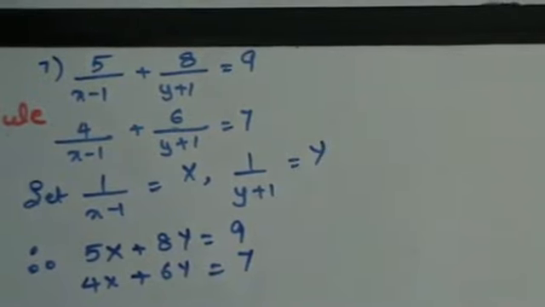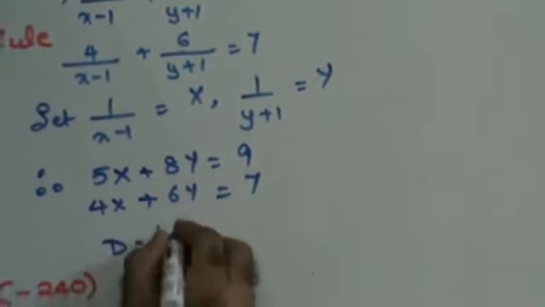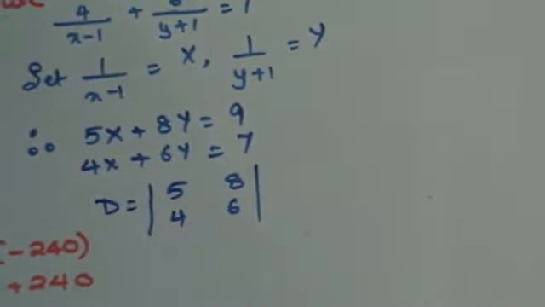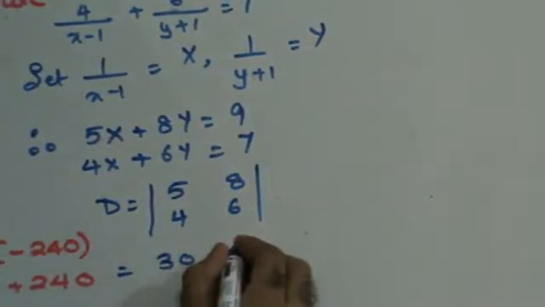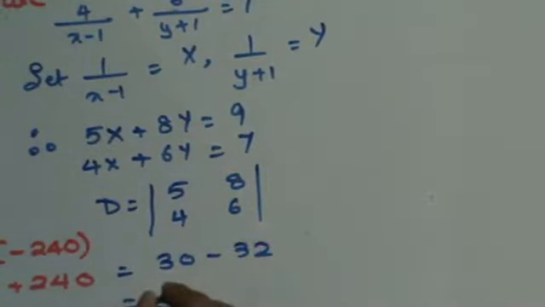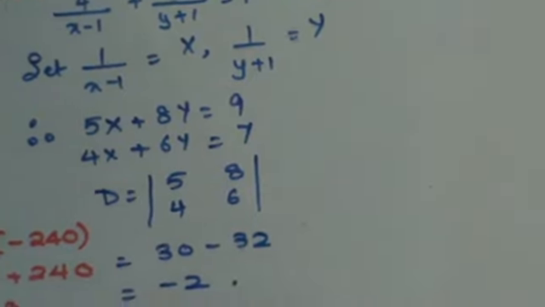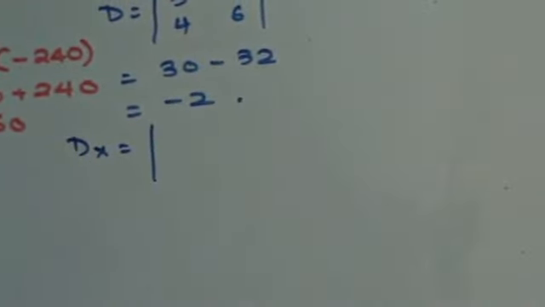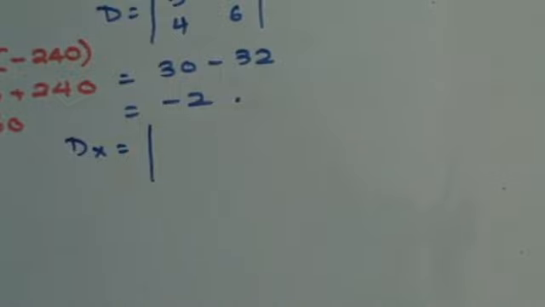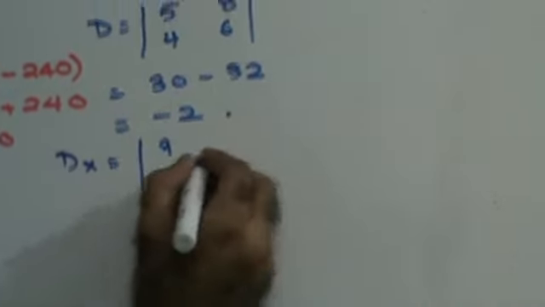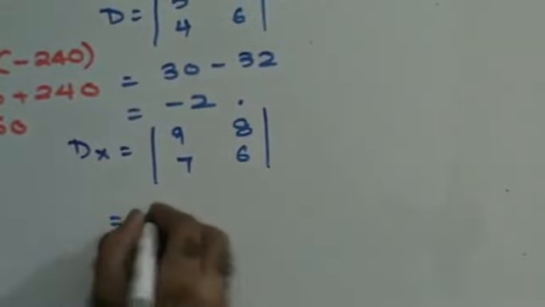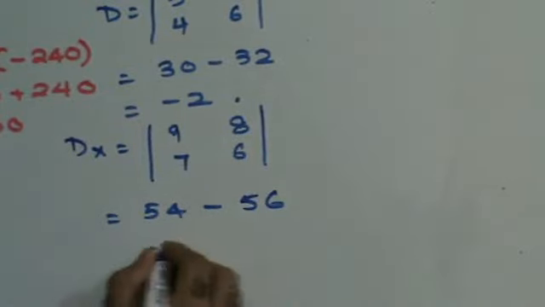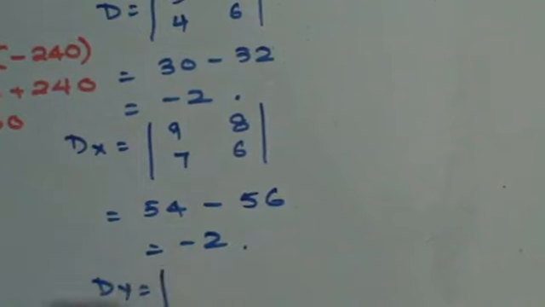Once I have the equation this way, then I can find out D first. How do I find out D? Write the coefficients of x one below the other, write the coefficients of y one below the other. This is 6 5s are 30, 4 8s are 32, minus 2. Next, find out Dx. How do I find out Dx? Substitute the x coefficients with the right hand side. So that means this will be 9, 7, 8, 6, 54, principal diagonal minus the other diagonal, 56, minus 2.